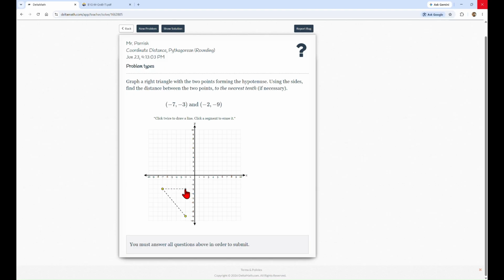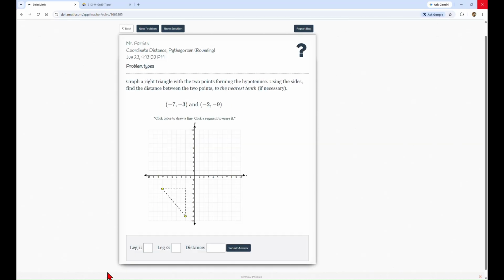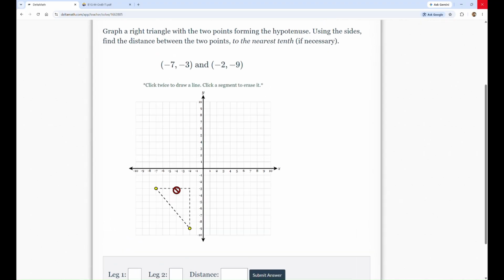And then we're going to go down from here. There's our right triangle. And then we need to identify the leg lengths. Now this is the part where it's similar to the distance formula, because the distance formula will have you take the coordinate values and subtract, right?